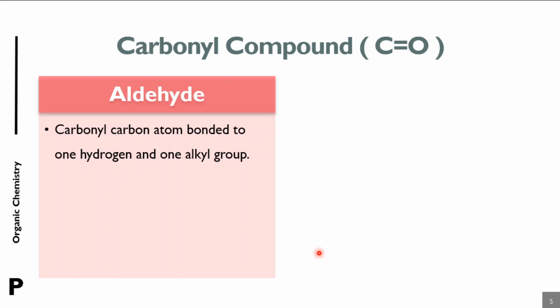If the carbonyl carbon atom is bonded to one hydrogen and one alkyl group, then that functional group is called the aldehyde functional group, and it is written as RCHO, that is R C double bond O H, in which the carbonyl group is attached to an alkyl group and one hydrogen atom.